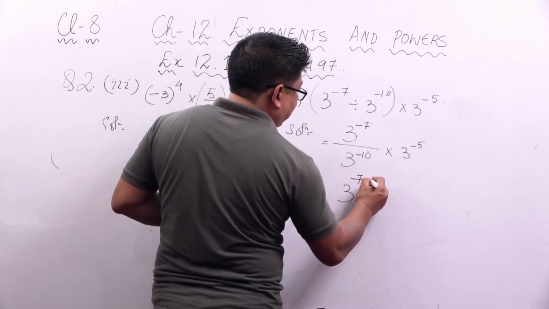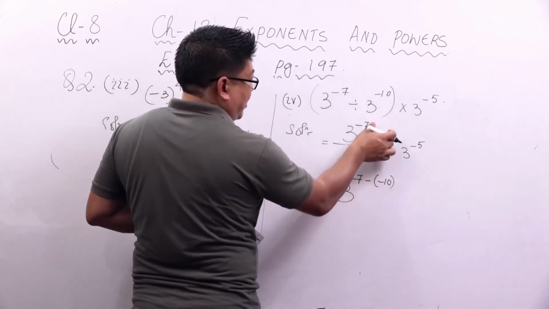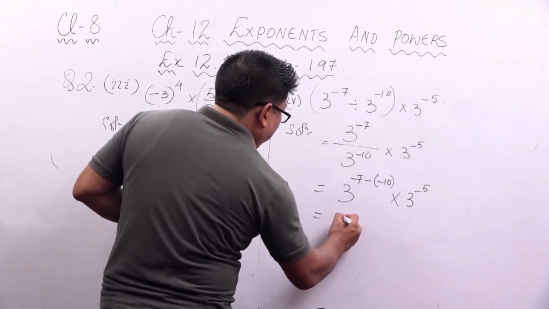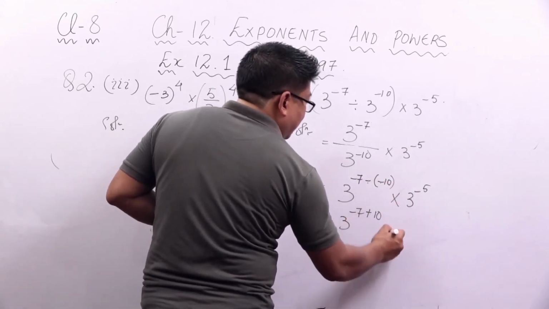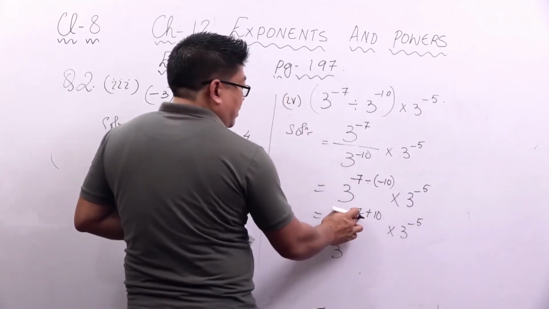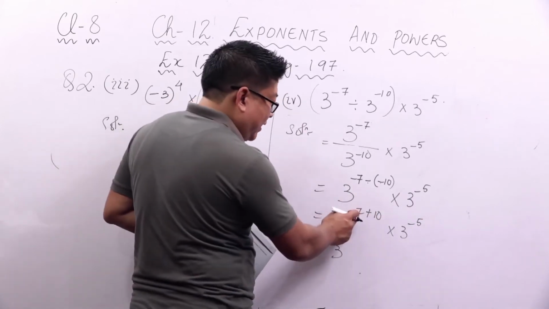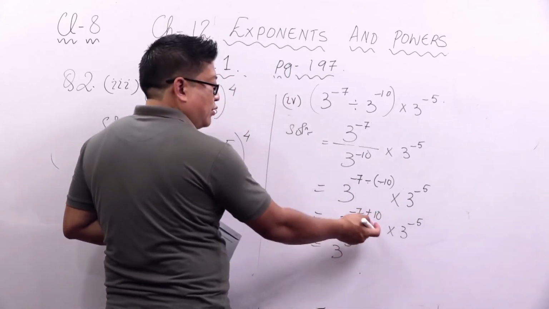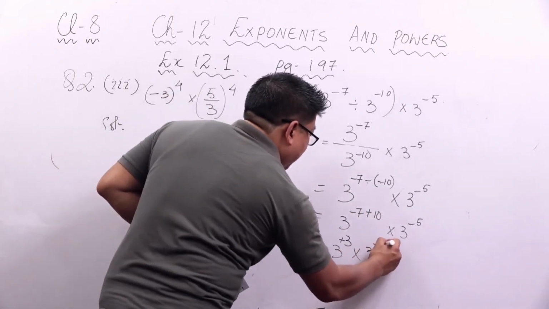That means minus 7 minus minus 10. This is divide, so subtract the 2 exponents, 3 to the power minus 5. So I have here 3 to the power minus 7, minus into minus, plus 10, into 3 to the power minus 5. So I will get 3 to the power minus 7 plus 10. So we will subtract. 10 minus 7 is 3, and 10 is bigger than 7 here, so 10 is positive. So it will be plus 3. Okay? Into 3 to the power minus 5.